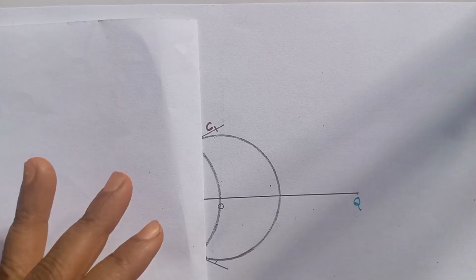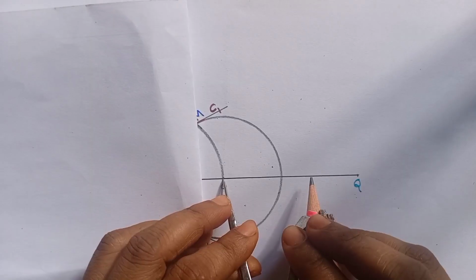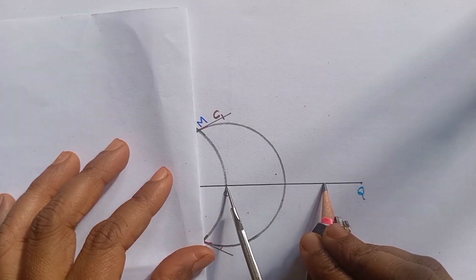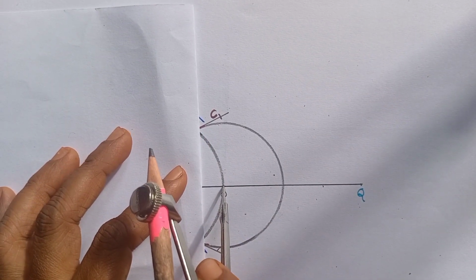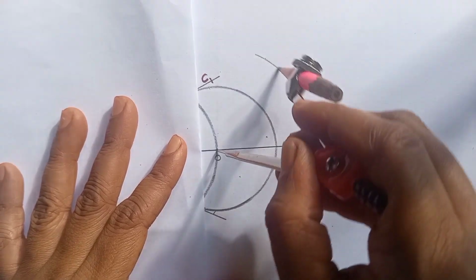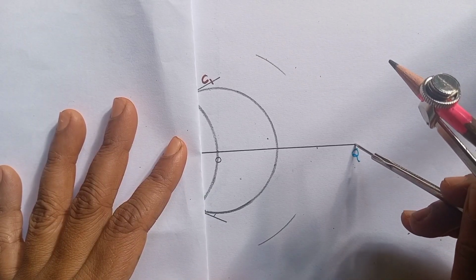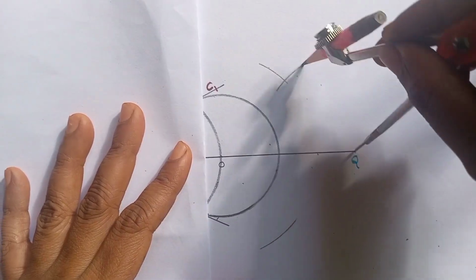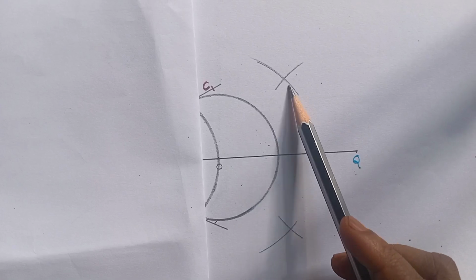How to bisect the line OQ? Take more than half of OQ. Here, it is more than half, right? Keep the compass at the point O and cut an arc both upside and downside. Now without changing the measurement of the compass, keep the compass at the point Q and cut this arc. Now join these 2 points.